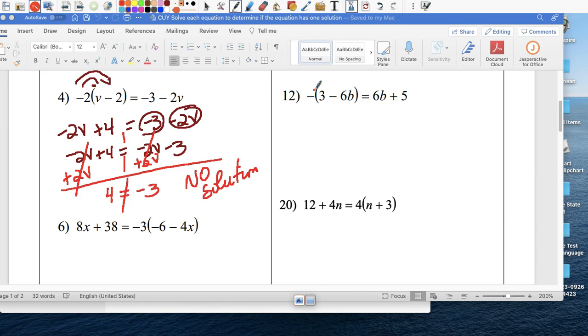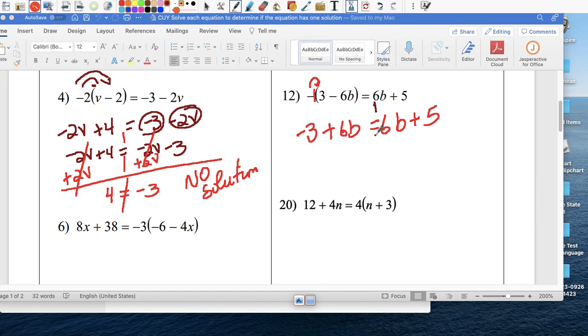Same thing here. There's an invisible one. Put it. Negative 3. Negative times a negative is positive, so we get 6b equals 6b plus 5. So I think you've noticed by now, if the variables here have the same exact coefficient, on the left side I have positive 6b, on the right side I have positive 6b, and then on the left side I have minus 3 and on the right plus 5. The b's are going to be multiplied by the same coefficient of 6, but after they're multiplied, on the left you're subtracting 3, but on the right side you're adding 5. So there will never, ever be the same amount.